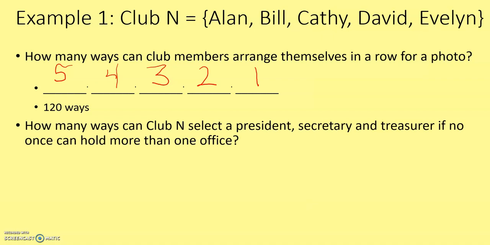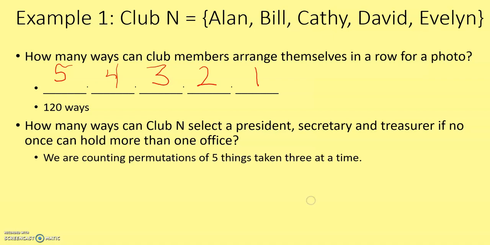How many ways can Club N select a president, secretary, and treasurer if no one can hold more than one office? We are counting permutations of 5 things taken 3 at a time. There are 5 members of the club, and we're choosing 3 of them for president, secretary, and treasurer. Order matters. You can't be the president and the treasurer.